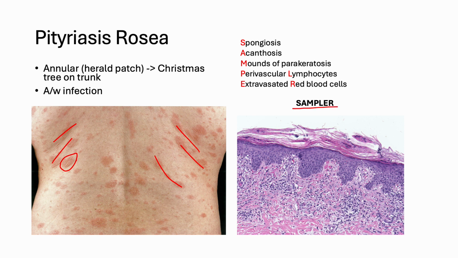SAMPLER. The S stands for spongiosis, A stands for acanthosis. You can see there is a thickening of the epidermis. And a key feature of this one is the mounds of parakeratosis. And you can see perivascular lymphocytic infiltrate with red blood cells extravasated in the papillary dermis. So SAMPLER and pityriasis rosea, or PR.